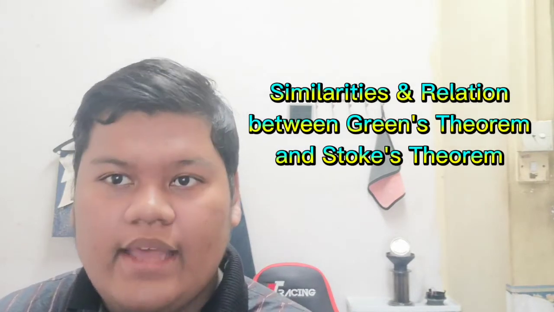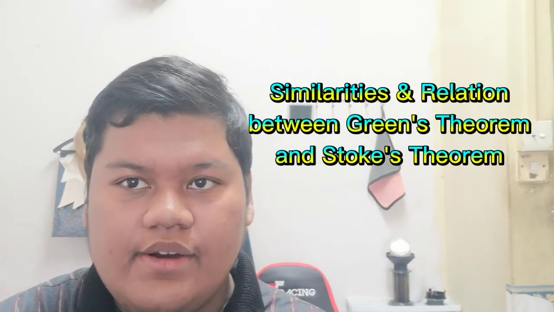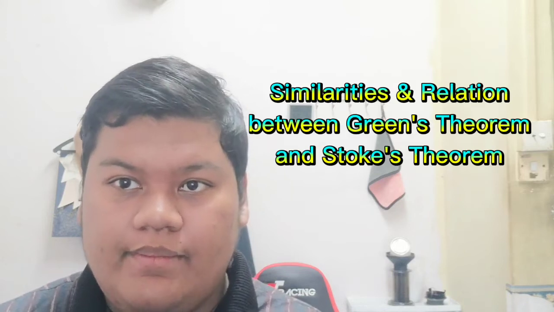Now, I'm going to talk about the similarities and the relation between Green's theorem and Stokes' theorem. But wait, what is so similar about those theorems? Surprisingly, both of those theorems have a closed curve, line integrals, surface integrals, and an orientation of a closed curve, whether it is a positive or negative orientation.